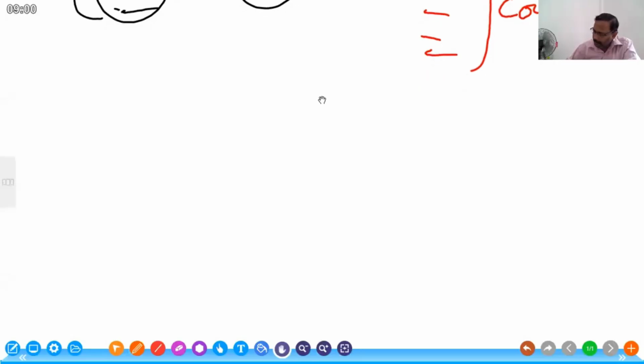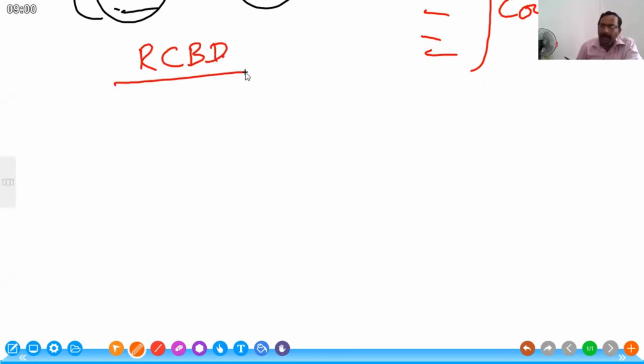I will switch to the other section. For example, you have already learned from Madam, can you remember this design? What is that design? Randomized complete blocks. Right, randomized complete block design.